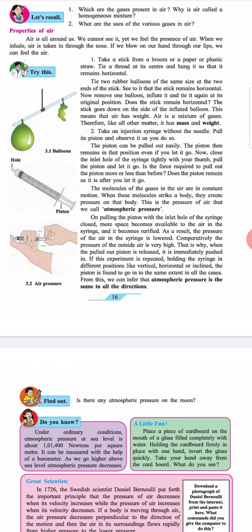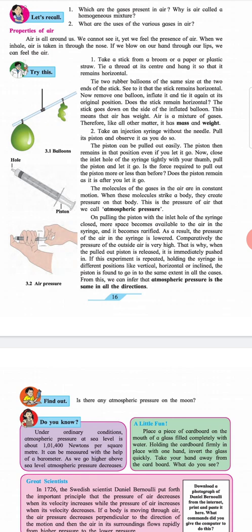Now close the inlet of the syringe tightly with your thumb, pull the piston and let it go. Is the force required to pull the piston more or less than before? Does the piston remain as it is after you let it go? The molecules of the gases in the air are in constant motion. When these molecules strike a body, they create pressure on that body. This is the pressure of air that we call atmospheric pressure.